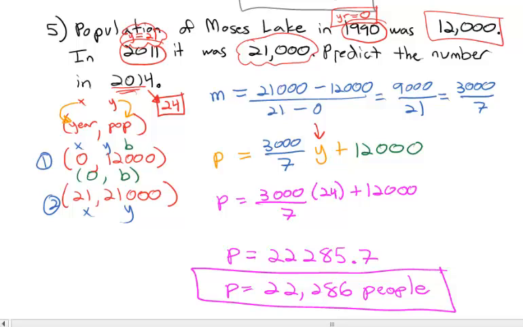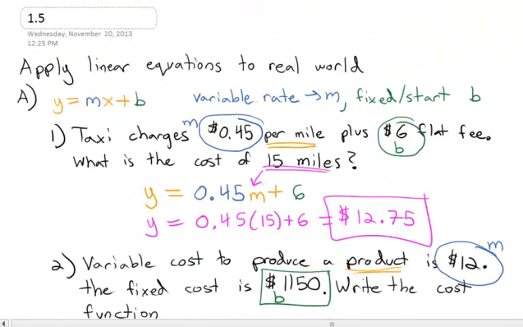So that's kind of an introductory look at how we can apply these linear equations to the real world. We're going to see all types of different problems in the homework assignment tonight. What you really need to focus on finding is, can you figure out what is the variable rate, the rate of change, the slope, and what is the fixed value, the starting value for the problem. Once you have that, you can make an equation and answer the problems.